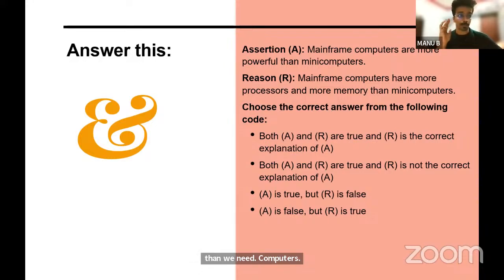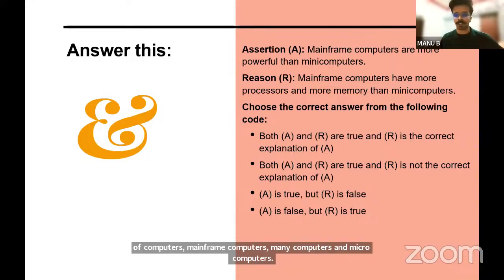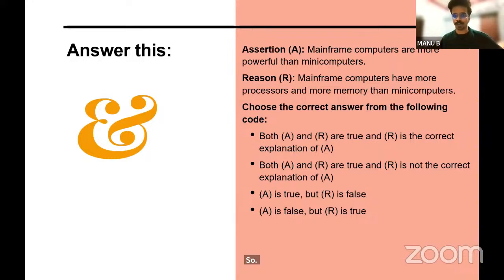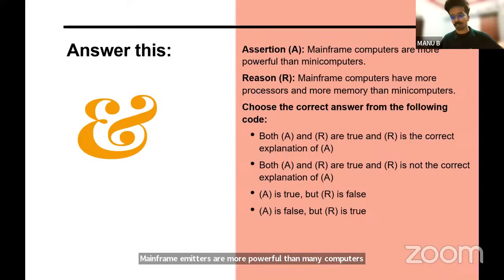You need to know about the classification of computers: supercomputers, mainframe computers, minicomputers, and microcomputers. So according to that classification, mainframe computers are more powerful than minicomputers. That is right. Mainframe computers have more processors and more memory than minicomputers. That is also right. So both A and R are true, and R is the correct explanation of A.